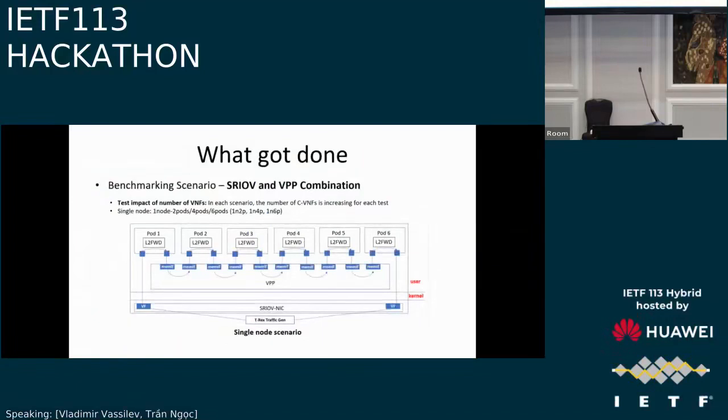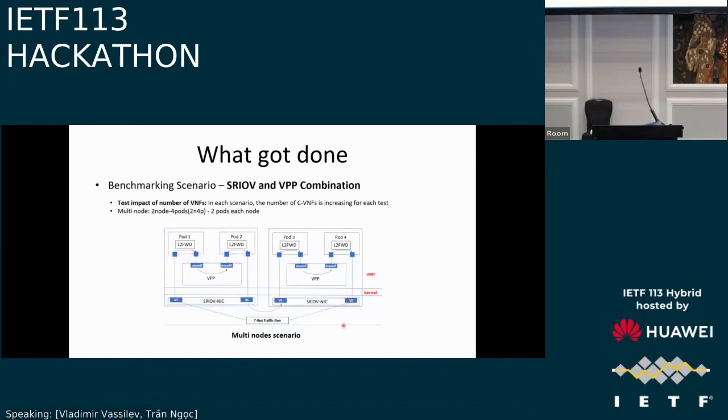So this is the benchmarking scenario. We use SR-IOV combined with VPP. SR-IOV will be used for north-south traffic, and VPP will be used for east-west traffic. And we will test two scenarios. The first one is single node, and the second one is multi-node. Inside the single node one, we will increase the number of ports from 2 ports, 4 ports to 6 ports to test the impact of the number of VNFs on the service function chaining.